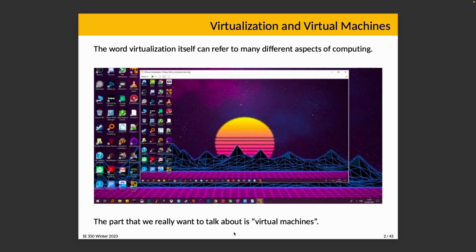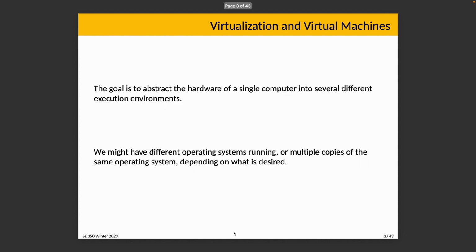And when we talk about virtualization, what I really mean is this idea of virtual machines. The goal is to abstract away the hardware of a single computer into several different execution environments where potentially we have more than one operating system running or multiple copies of the same operating system, depending on what's desired. We get our choice of what we would like to make happen, given that we have the virtualization environment.